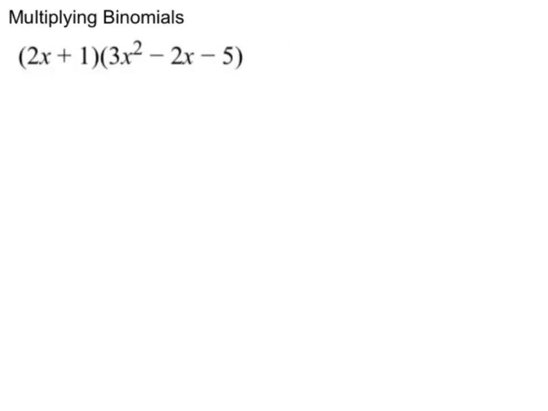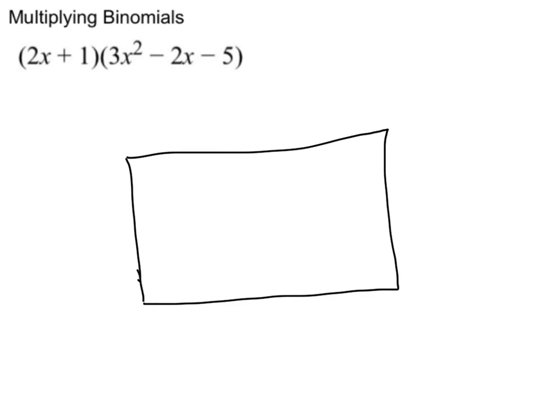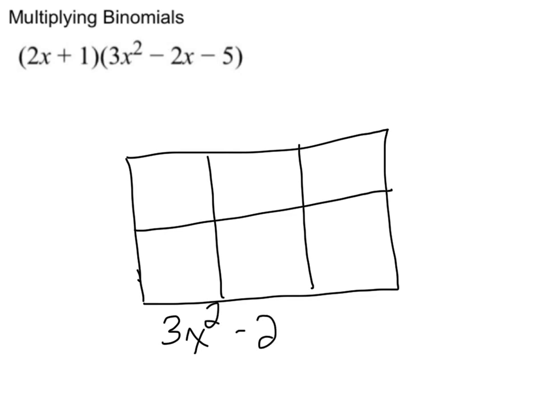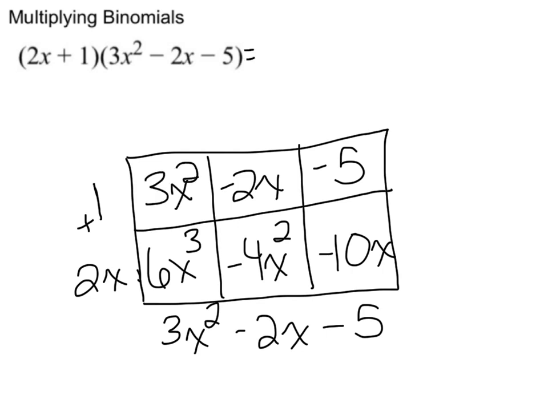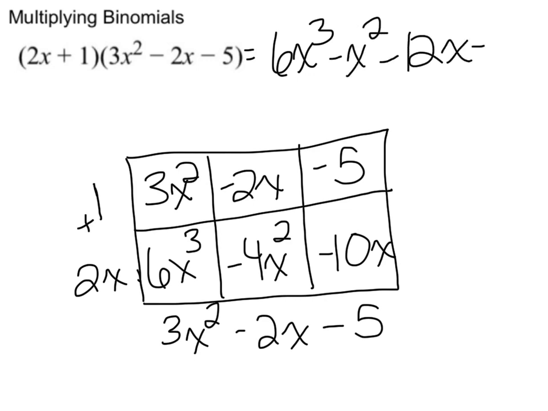You can actually use the generic rectangle for more than just binomials. In this example, we have a binomial times a trinomial. So we can again use our generic rectangle to find the area of each piece, then add them together to get the total sum. So I'm going to find the area of each of the 6 rectangles and then combine like terms. So I end up with 6x to the third minus x squared minus 12x minus 5.